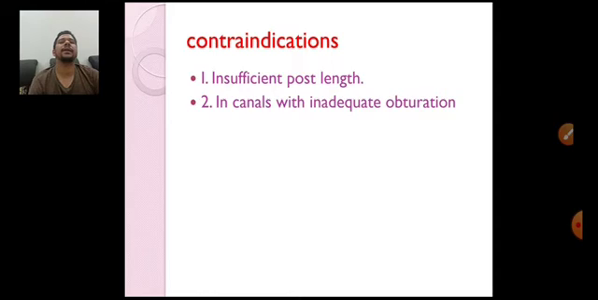Then in canals with inadequate obturation, when you get a case for a crown or post and core, you should ask the patient to take a recent IOPA. You should check how the obturation is. Is there any apical pathology? All those things have to be assessed correctly before deciding on post and core. So if the obturation is inadequate, you are supposed to send the patient for an adequate reobturation. Then only think about post and core.